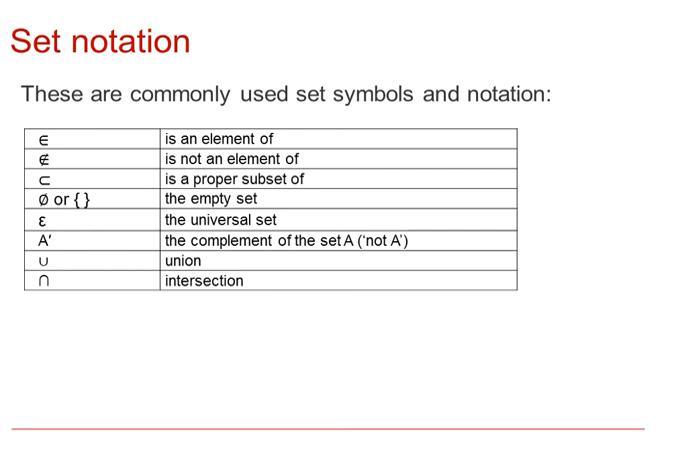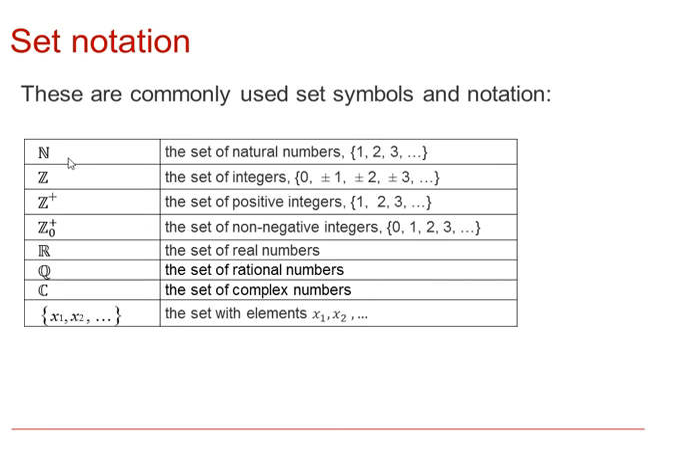Here are some commonly used set symbols and notation. For example, this symbol is an element of, with a dash through is not an element of, is a proper subset of, the null or empty set, the universal set, and it's worth noting the distinction between is an element of and the symbol for the universal set. A dashed or A not, the complement of a set A, so anything that is not in A, union, and an intersection.